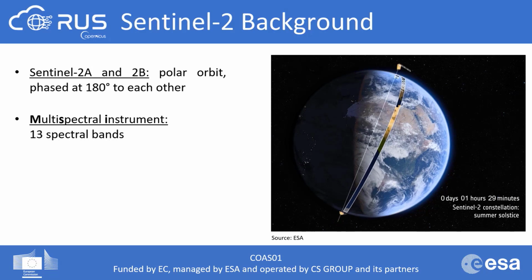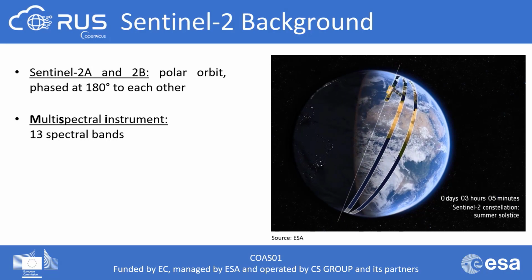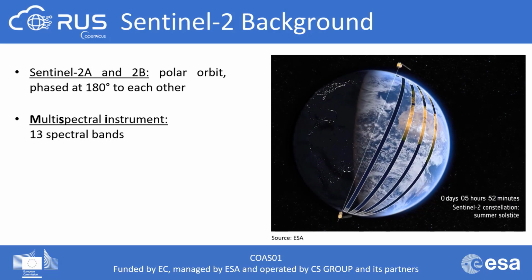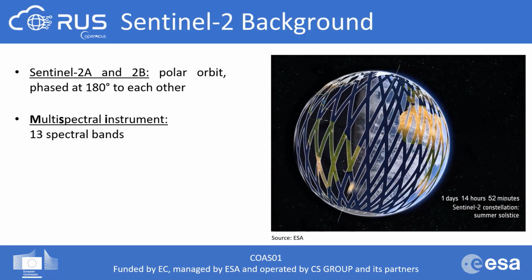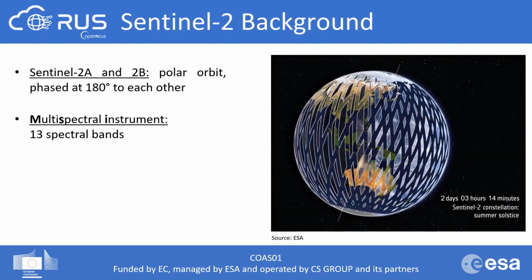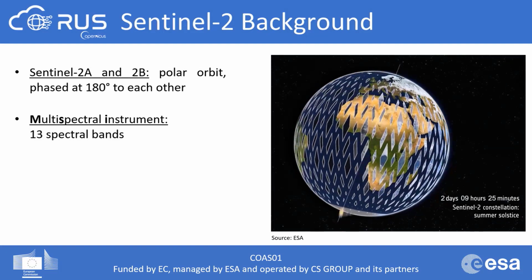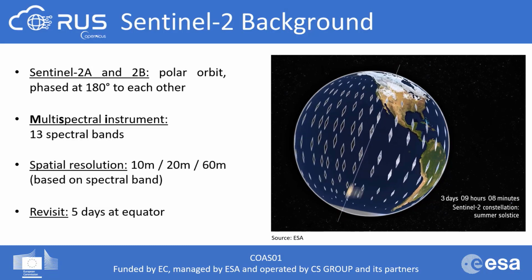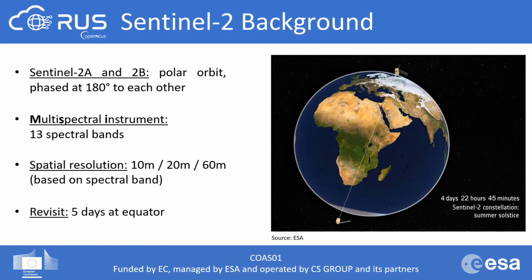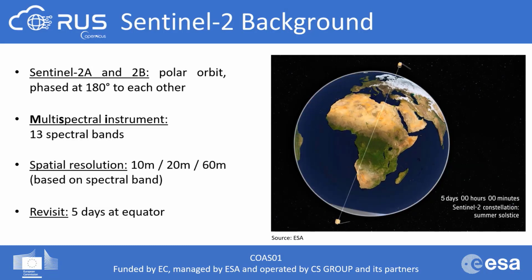They are passing at a polar orbit, meaning that they complete full circles around the Earth, passing always from the north and south poles, and they are phased at 180 degrees to each other, and the multispectral instrument it carries has 13 bands. The spatial resolution varies based on the spectral band to 10, 20 or 60 meters. At the equator, it has a revisit time of 5 days.